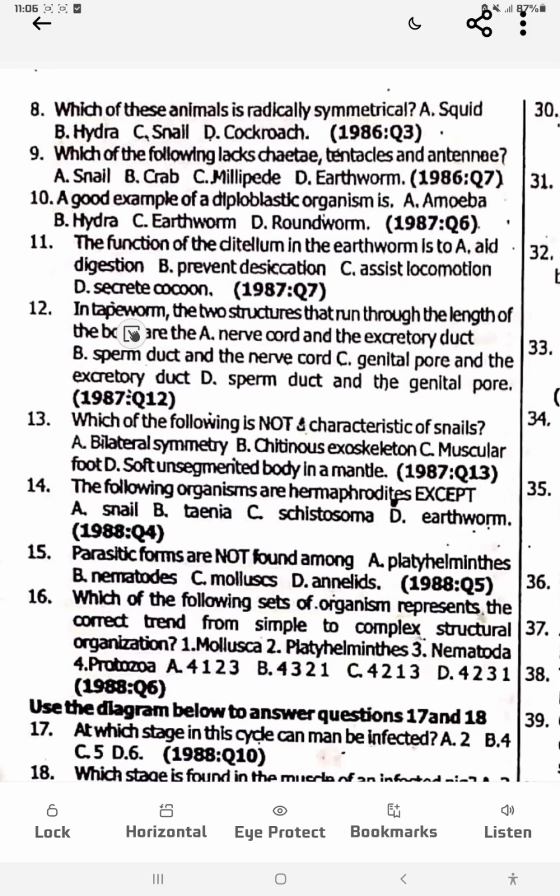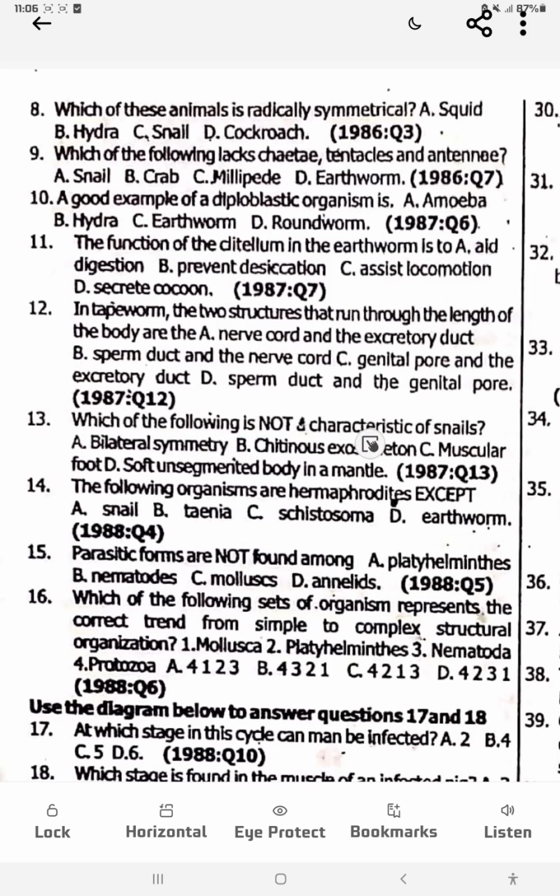Number 12, in tapeworm. In tapeworm, the two structures that run through the length of the body are the nerve cord and the excretory duct. In tapeworm, the nerve cord and excretory duct run through the entire length of the body. So number 12 is option A.